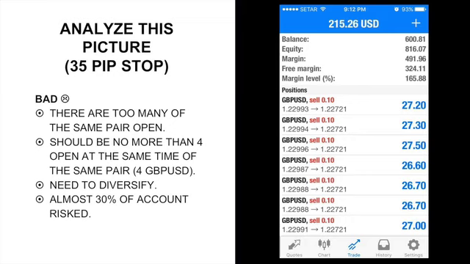All right. And then almost 30% of your account has been risked. How do I know that? If you look, you see 600 was their balance and they've got what? They have what is that? 0.7. If you add all those up, I think that's 7 trades open. So they've got $7 per pip on the line. If you go back to the calculator, you will see how much of their account is 30% that they've just risked. Not good.